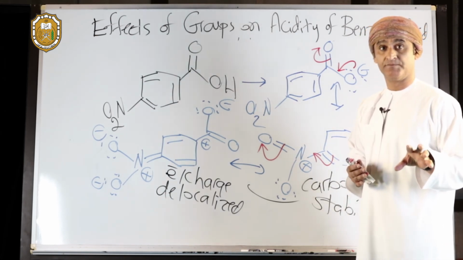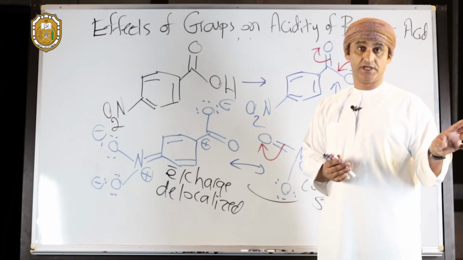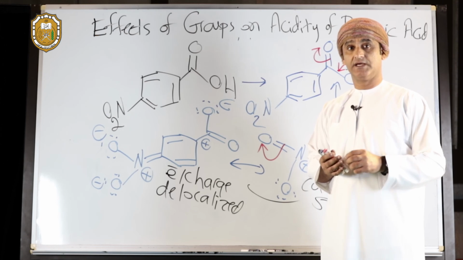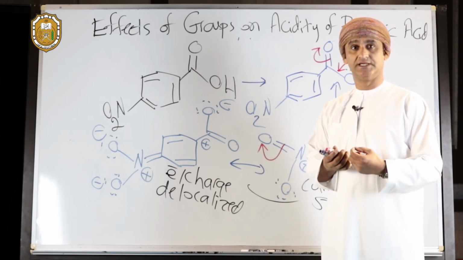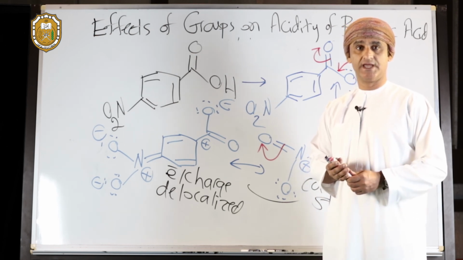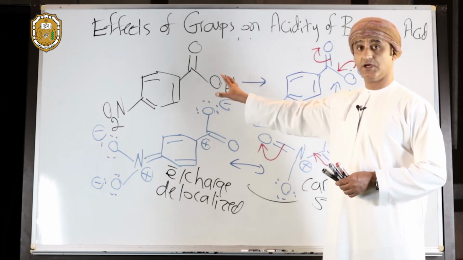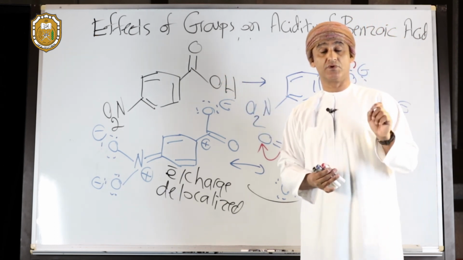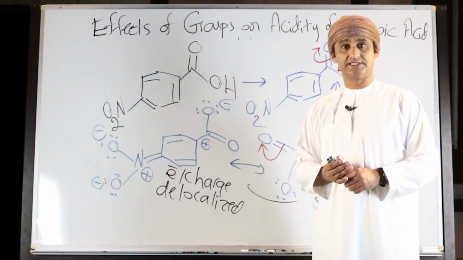In summary here, electron withdrawing groups by resonance and also by inductive effect delocalize the negative charge in the carboxylate, delocalize electrons, which stabilizes the corresponding benzoate, and therefore benzoic acid which is substituted with an electron withdrawing group is actually more acidic than benzoic acid itself.